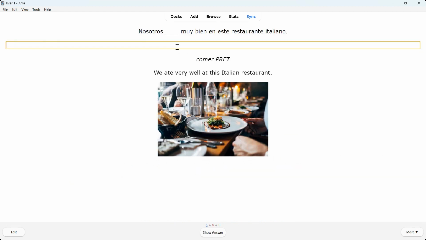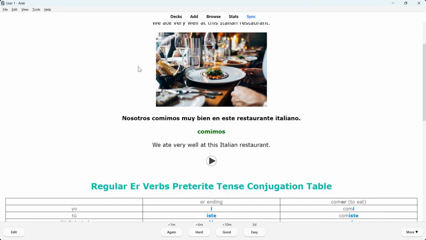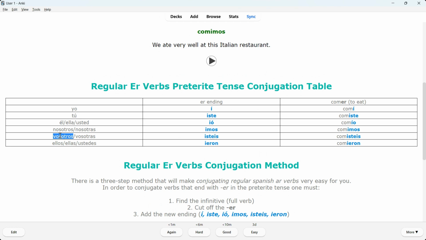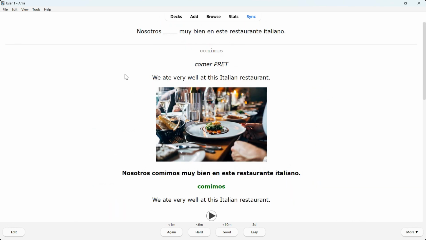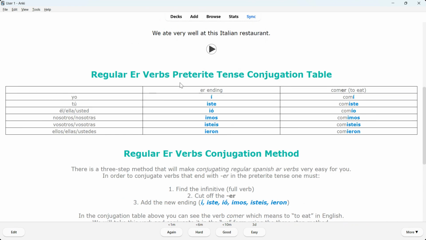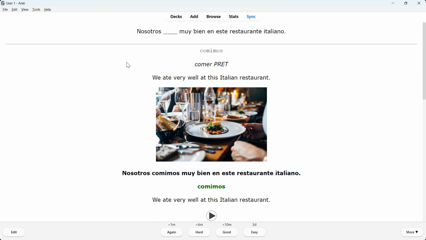Wonderful. Now, this is the second card type, where we'd have to spell the correct answer. However, we've already spelled the answer, Nosotros comimos muy bien en este restaurante italiano, so I won't do it for you again. One thing that I would like to note is that over here you see vosotros. Again, this is the correct conjugation table, but when you do Latin American Spanish, you will not face any vosotros questions. Of course, the table is still correct the way we see it over here, but when you do the Latin American one, you will not be doing any vosotros examples.